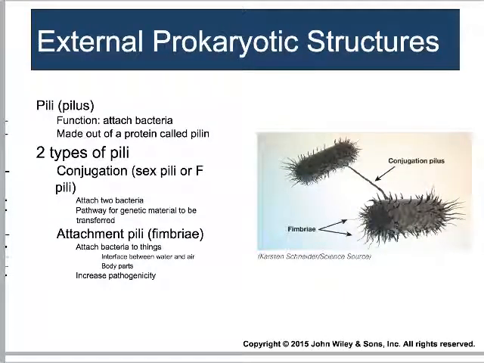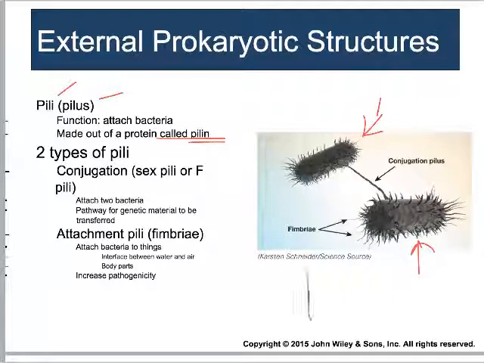Okay, now more external structures. Pilus is singular, pili is plural. The general function of them is attachment, and they're made out of a protein called pilin. Here there are two bacteria that have fimbriae. The fimbriae are attachment pili. So they have these extensions, almost like a cytoplasmic extension coming off of them, and it makes some kind of Velcro. So the fimbriae make them attach to things.